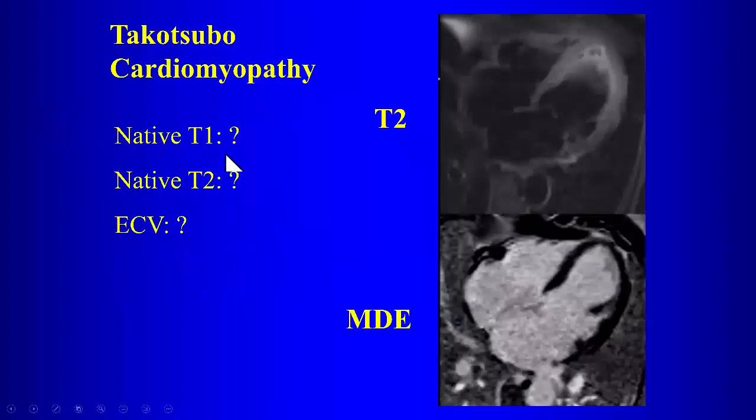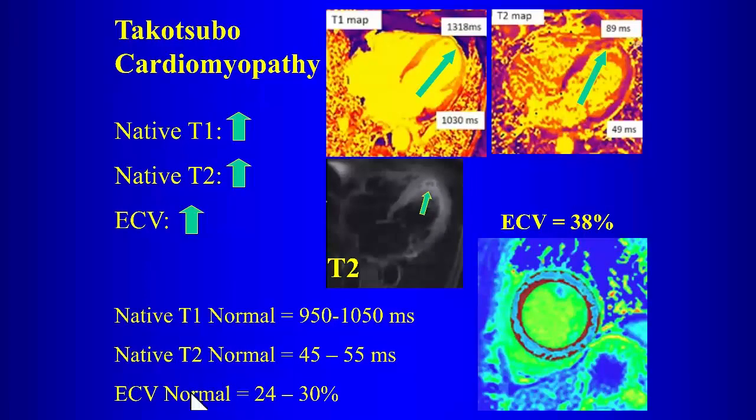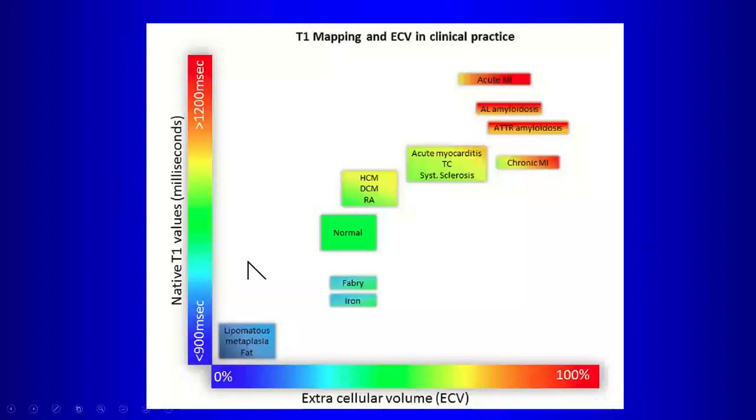So with Takotsubo, native T1 goes up, native T2 goes up, ECV increases. Yeah, all of those go up. Remember that there is edema, so there is some pathology here with Takotsubo cardiomyopathy, okay?